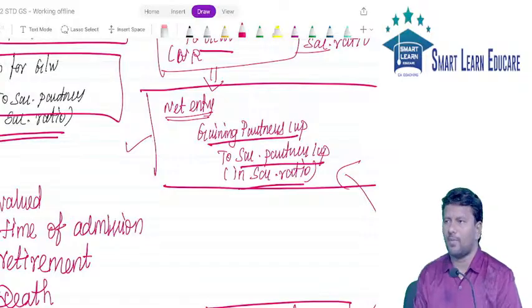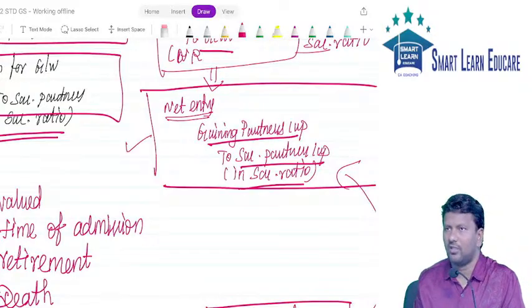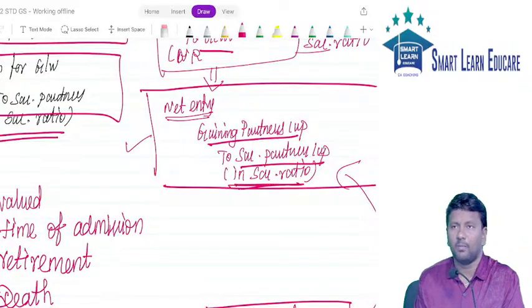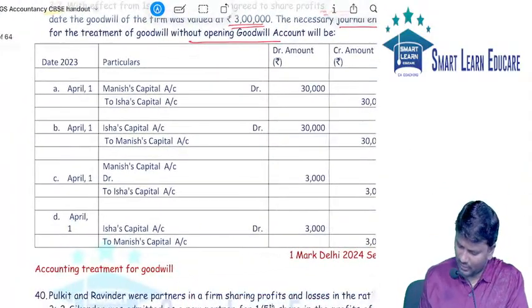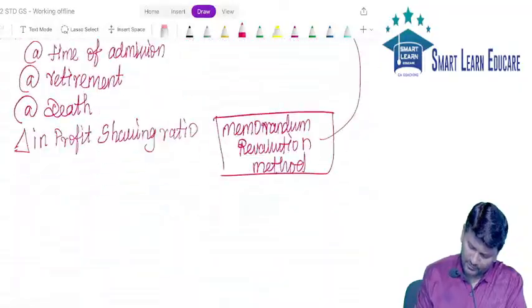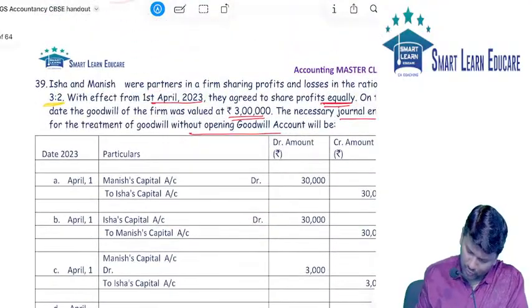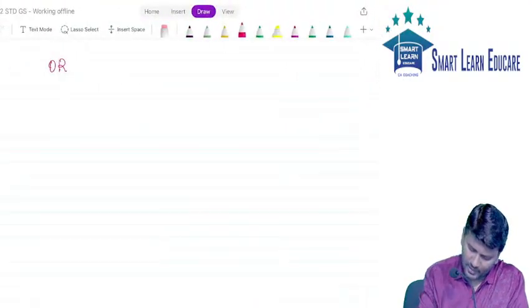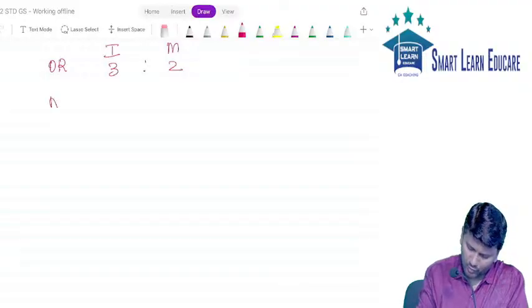What is the net entry in the memorandum method? Gaining partners' capital account debit to sacrificing partners in the sacrificing ratio. So how to solve this? Very simple. First you should find the old ratio. What is the old ratio given in the question? Who are the partners? Two partners, I and M. The old ratio is 3:2. The new ratio is equal, so 1:1.